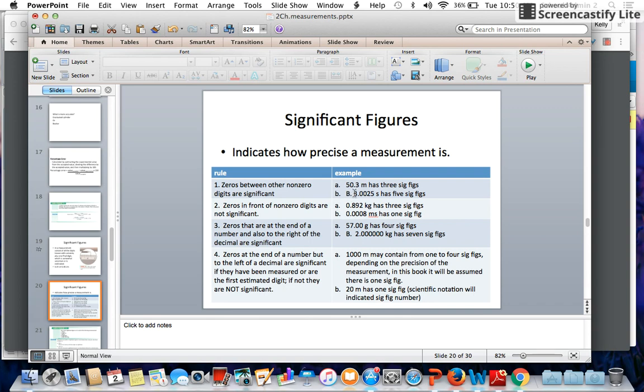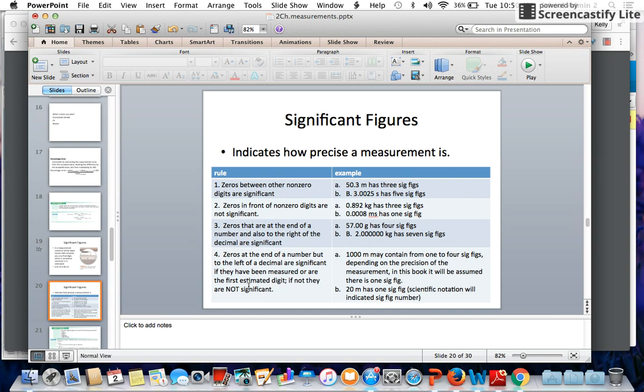So 50.3 has 3 sig figs because you count the 5, you count the 0, and you count the 3. So it's 3. B, 3.0025 seconds have 5 sig figs because you count the 3, 0, 0, 2, 5, since the zeros are in between non-zero numbers. Okay, rule number 2, and you can see that this mostly deals with zeros.